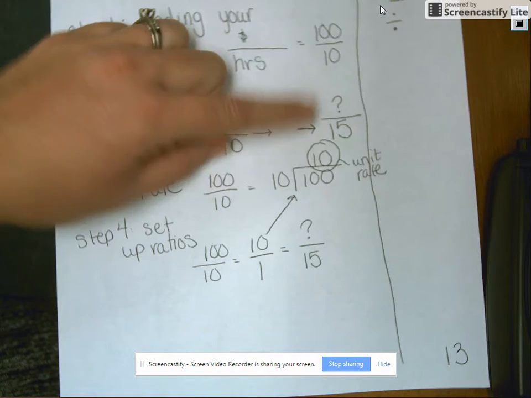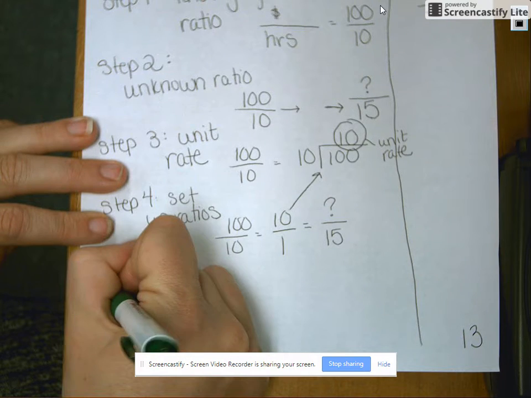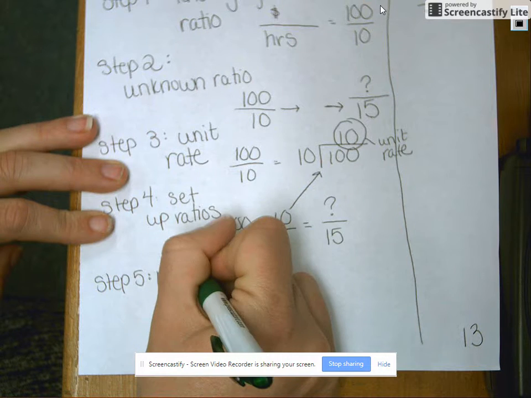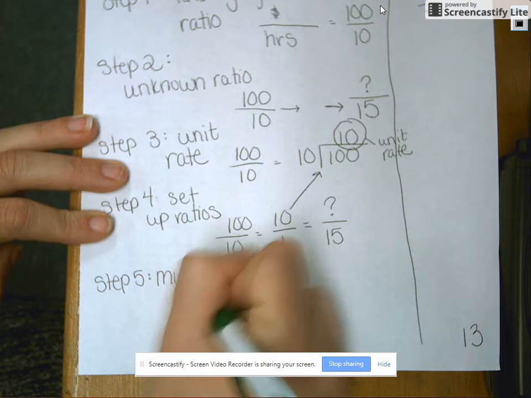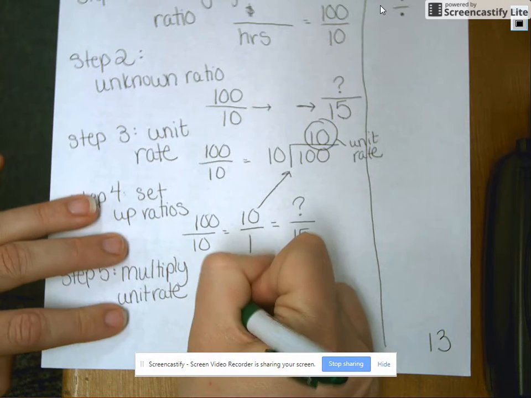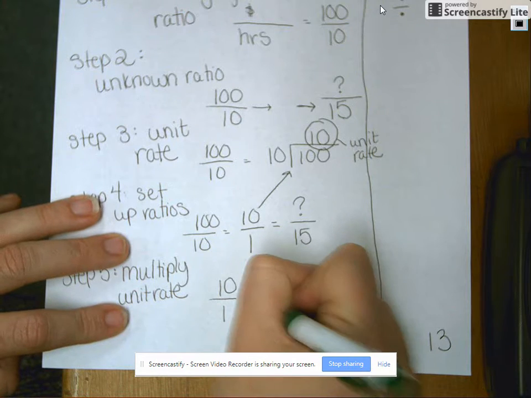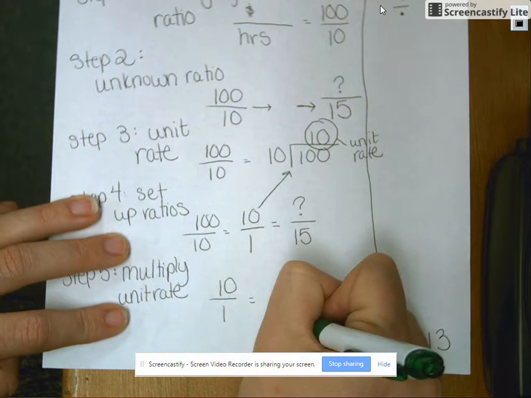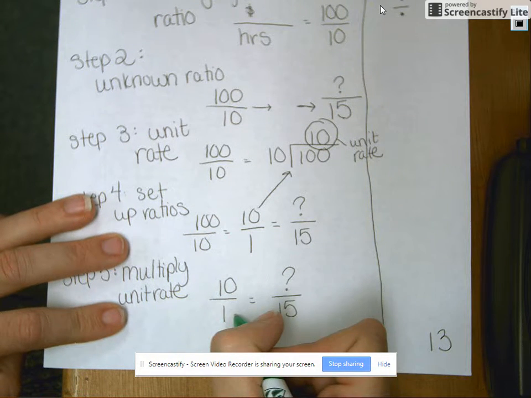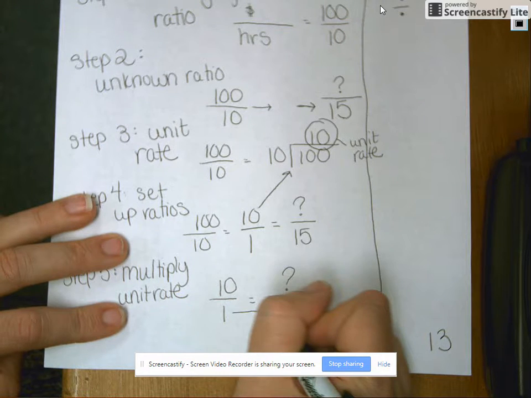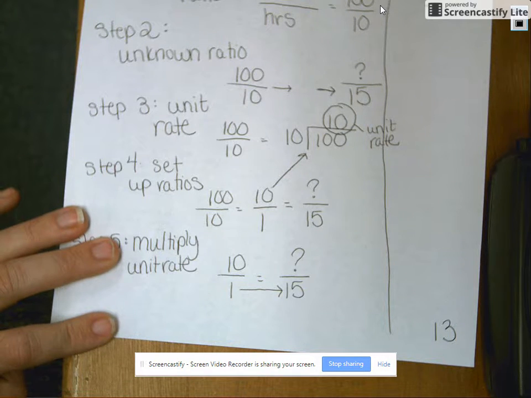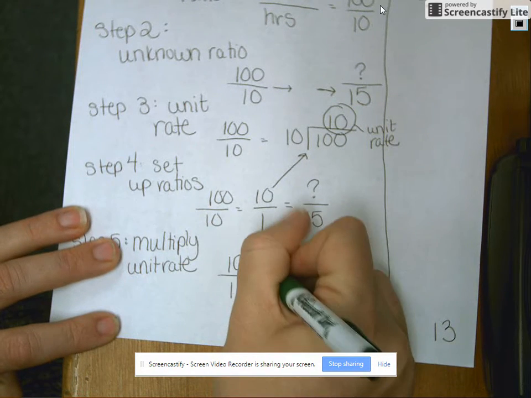Okay. And my last step, step 5, is going to be to multiply with my unit rate. Okay, so my unit rate is 10 to 1. My unknown ratio is something to 15. I need to determine what to multiply by to get my unit rate to 15. So what times 1 is 15? Obviously, it's 15. So I multiply by 15.